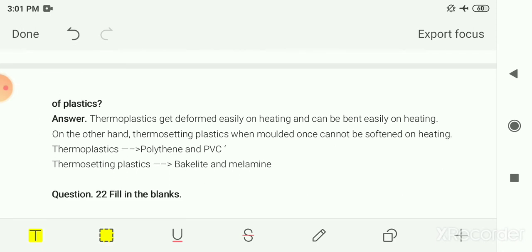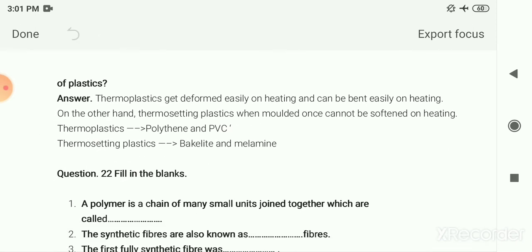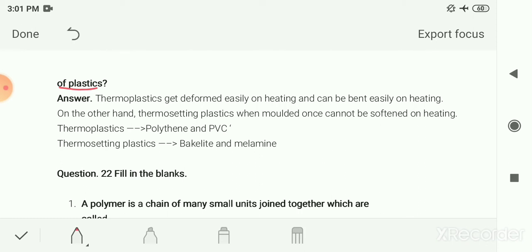So now let me see the difference between these two. Thermoplastic gets deformed easily on heating and can be bent easily on heating. That means you can change the shape of this thermoplastic easily by heating it, or you can bend it easily. Whereas the thermosetting plastic, once molded, cannot be softened on heating. If you give any one shape to this thermosetting plastic, then you cannot change the shape of this kind of plastic by heating. So this is the major difference between these two plastics.